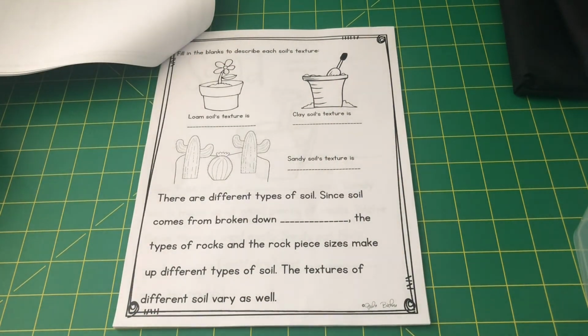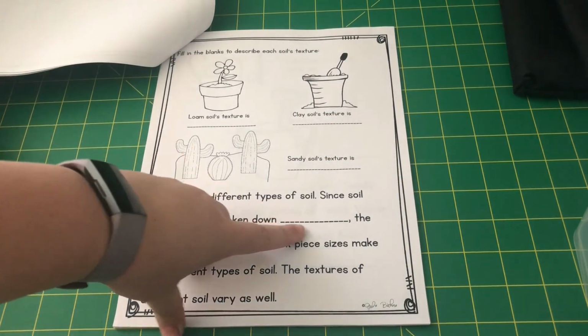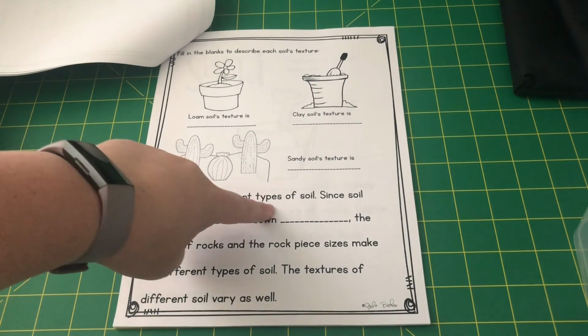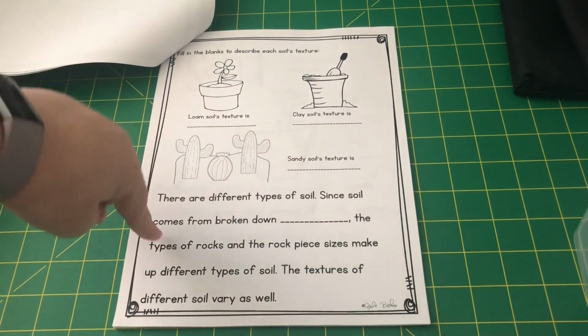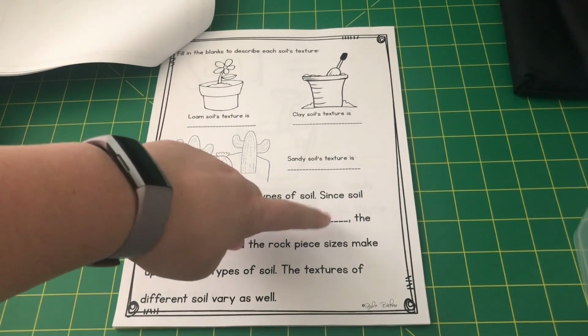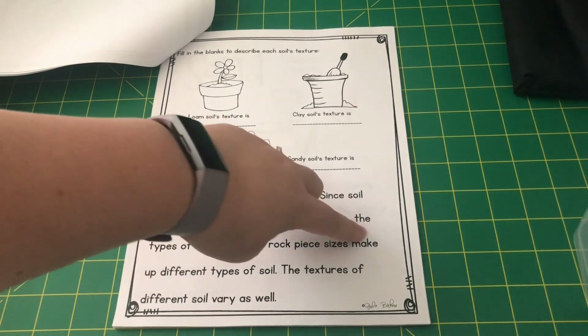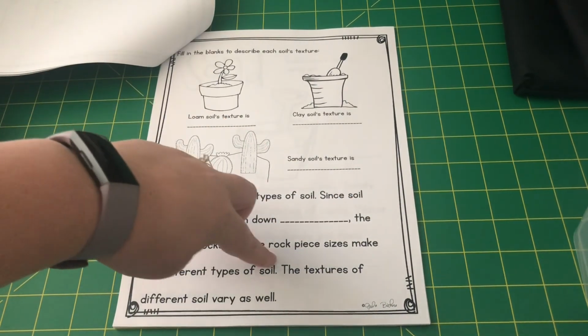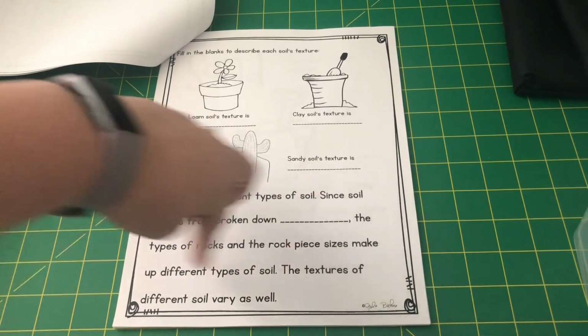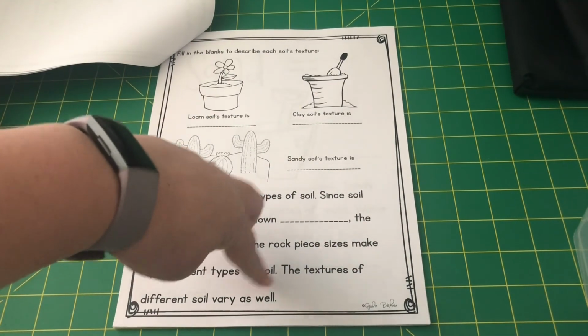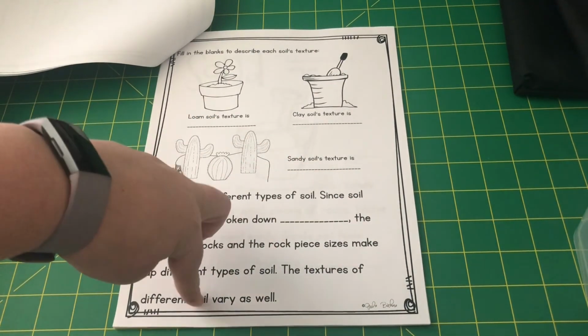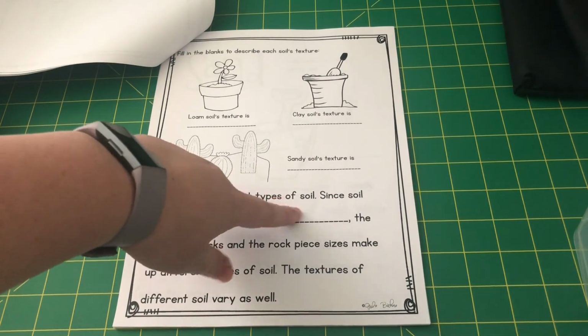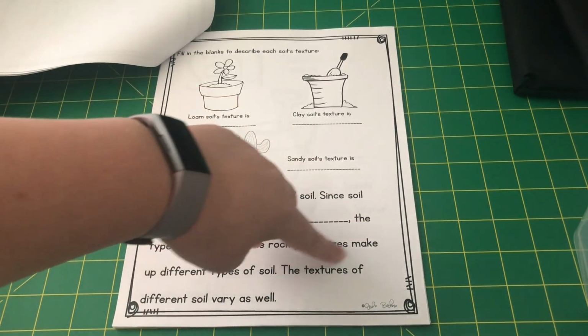And then this last part, we're going to fill in the one blank that's right here. It says, there are different types of soil. Since soil comes from broken down blank, the types of rocks and the rock piece sizes make up different types of soil. The textures of different soil vary as well. So what goes in this blank?